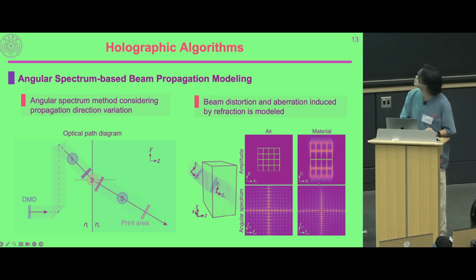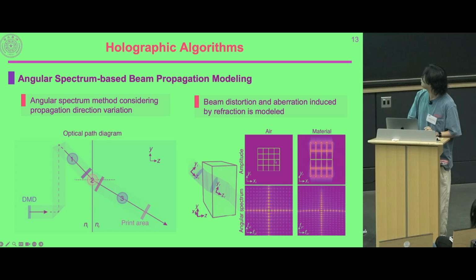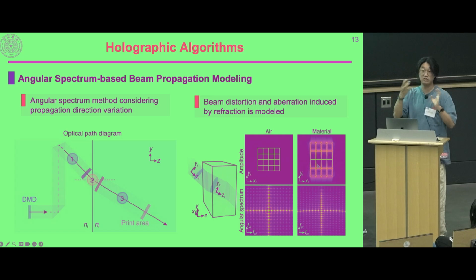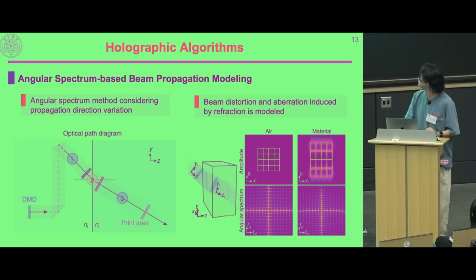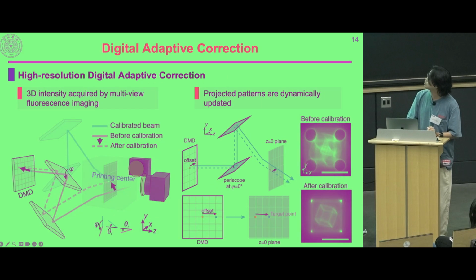Another problem of holographic stimulation is the refraction at the air-solution interface. In the air, we can project light as we want, at the point we want. However, due to the refraction, the beam is refracted, and the resolution is degraded through the propagation from the air to the solution.